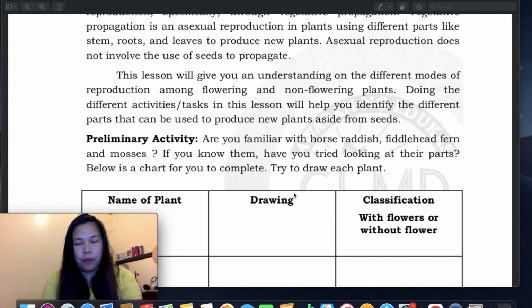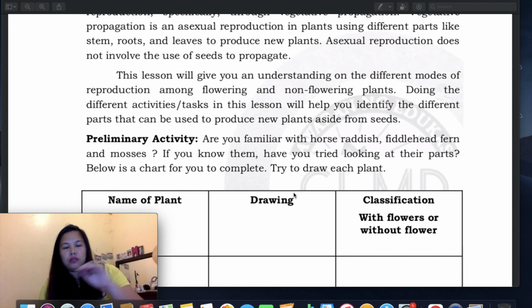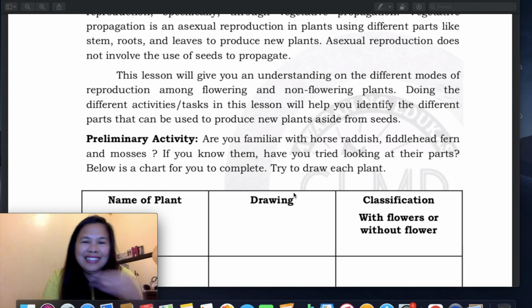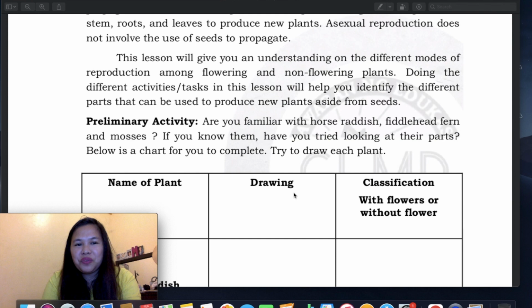So, ito na po yung parang challenge nyo. Kasi madali lang natin, very common, very popular yung pagpaparami from seeds. So, ito ay challenge sa inyo. Paano ka magtanim gamit ang stem, magtanim ka gamit ang roots, popular din yung roots. Magtanim ka lang ng young plants, maparoots ko, ganun. So, yun po. Yung leaves, yung mga ganun. So, you can use these parts to produce new plants aside from the seeds.